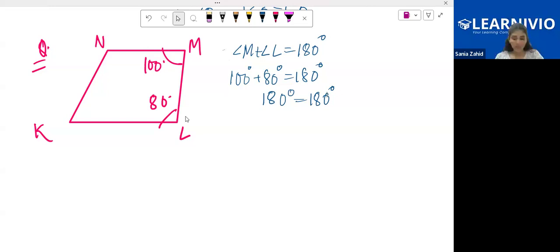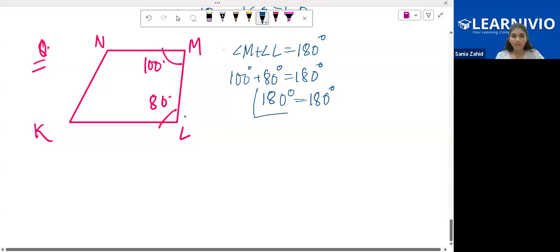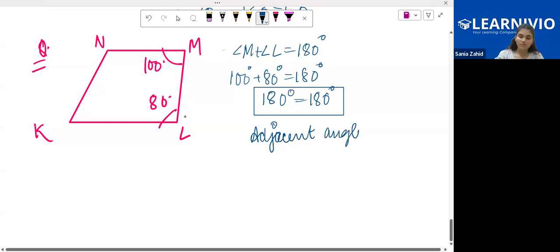So if angle M and angle L are equal to 180 degrees, that means they are adjacent angles, and we can clearly see that they are equal to one adjacent angle. Right? They are adjacent angles. Now, if they are adjacent angles, that means these lines will be parallel.